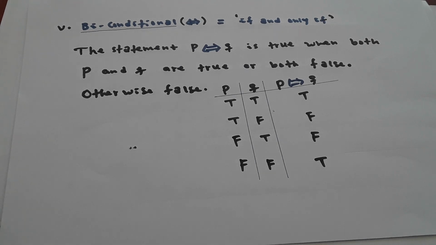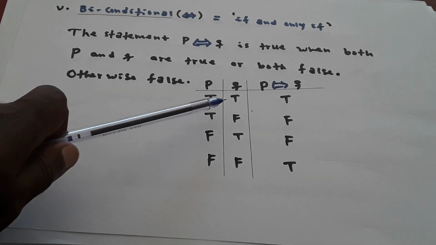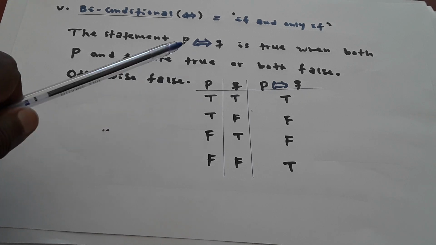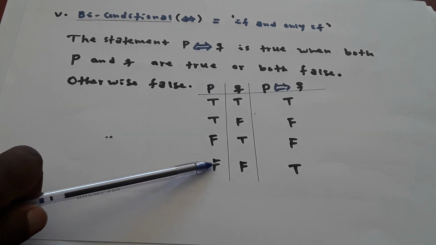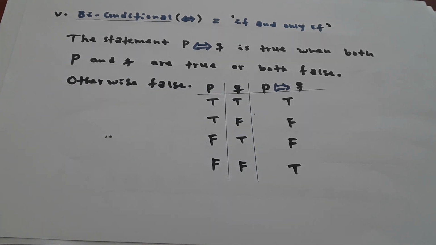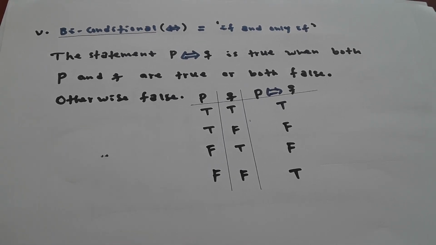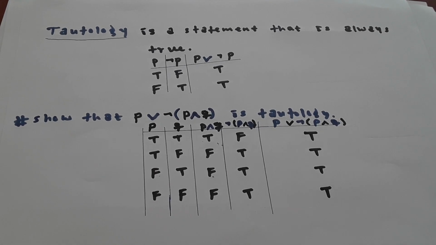I think it's pretty easy to understand how we are going to construct it: true, true; true, false; false, true; false, false. So this proposition is true only if both P and Q are true or both are false; otherwise it is false. Very simple in verifying whether the given proposition is true or false. That's just straightforward. Now we move to tautology and contradictions.